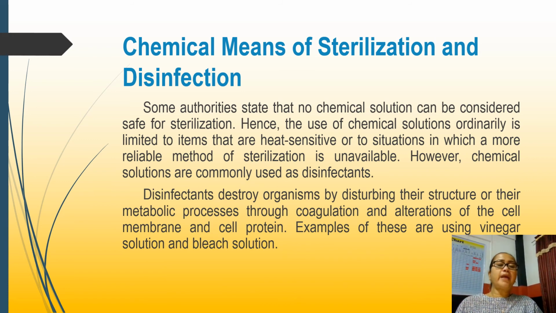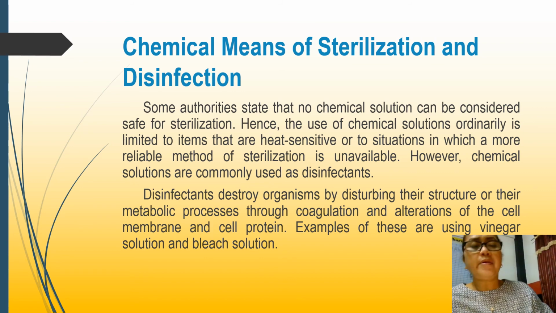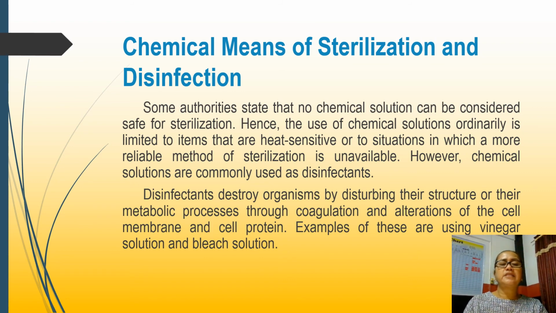Now, this is your chemical means of sterilization and disinfection. Some authorities state that no chemical solutions can be considered safe for sterilization. Hence, the use of chemical solutions ordinarily is limited to items that are heat sensitive or to situations in which a more reliable method of sterilization isn't available. However, chemical solutions are commonly used as disinfectants. So, disinfectants destroy organisms by disturbing the structure of the metabolic processes through coagulation and alteration of the cell membrane and the cell protein. Examples of this are vinegar solutions and bleach solutions.